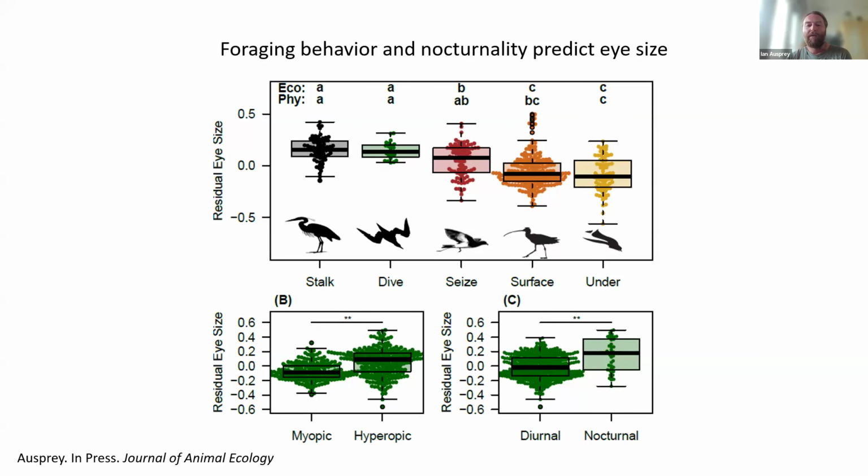Likewise, I found similar patterns looking across broad foraging types. These are stalkers, like herons or egrets, that identify prey and then strike them. Species that dive in marine environments have to visualize prey from as much as 20 to 30 meters above the ocean. These groups of birds have some of the largest eyes, likely because it increases visual acuity. Whereas underwater pursuers, like auks and penguins, tend to have smaller eyes. Again, species using these longer distance foraging maneuvers, hyperopic maneuvers, tend to have larger eyes. And of course, nocturnal species also tend to have larger eyes.